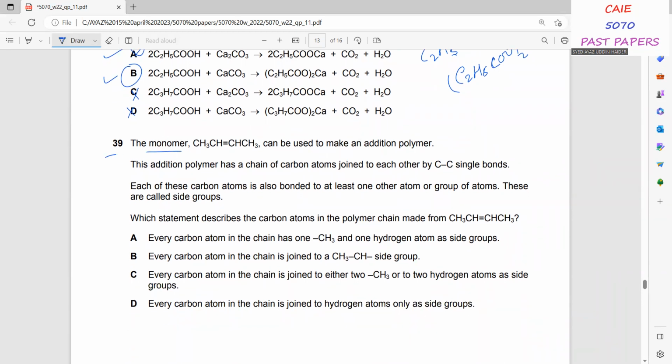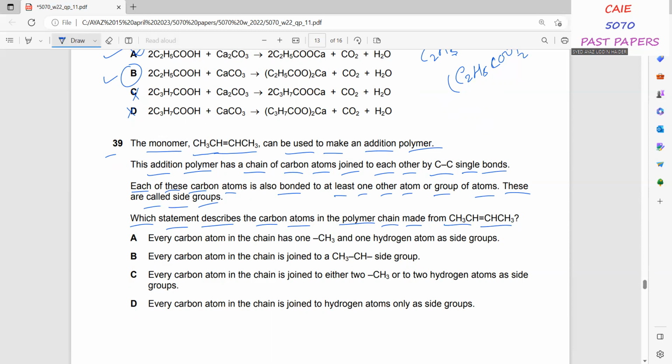The monomer CH3CH double bond CH3 can be used to make an addition polymer. This addition polymer has a chain of carbon atoms joined to each other by C-C single bonds. Each of these carbon atoms is also bonded to at least one other atom or group of atoms. These are called side groups. Which statement describes the carbon atoms in the polymer chain made from CH3CH double bond CH3?